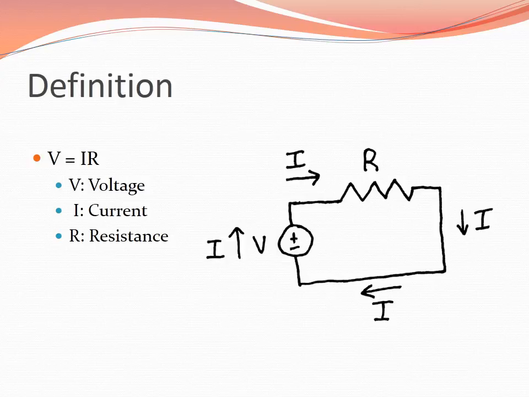Mathematically speaking, it states that the voltage across a resistance is equal to the value of the resistance multiplied by the current through it. What is actually going on here is that a voltage is supplied, and the current through the resistance is limited by the resistance, hence its name.